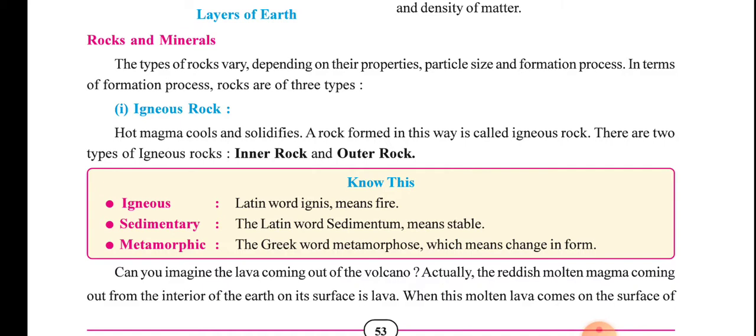Now let us see one video about rocks and minerals.